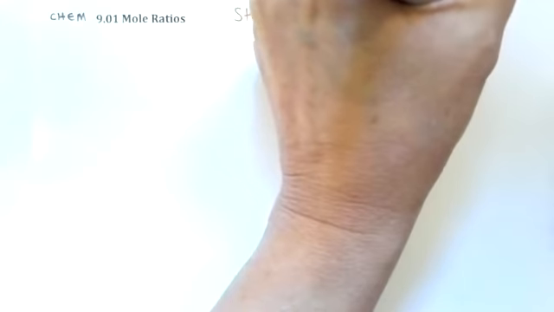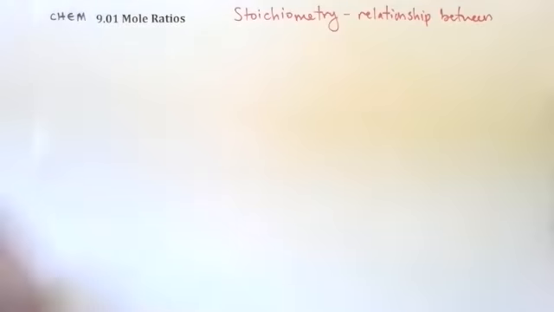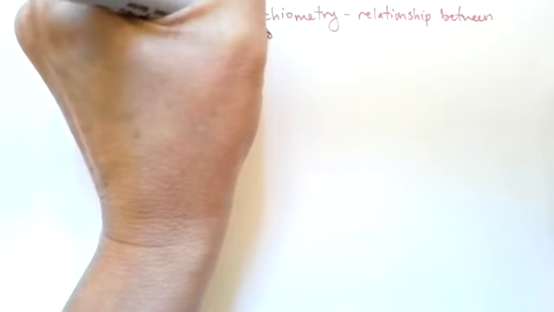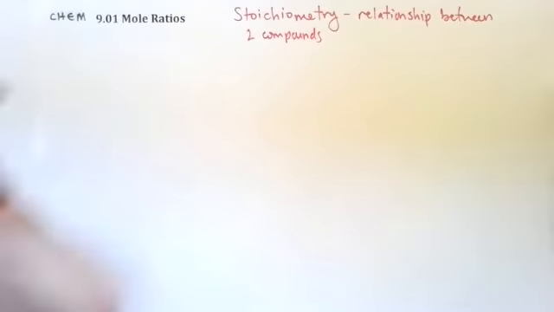So we define stoichiometry as the relationship between two compounds. And we should probably, I'm going to do a little caret in here, insert this. Oh, we're talking about mass mole relationship.